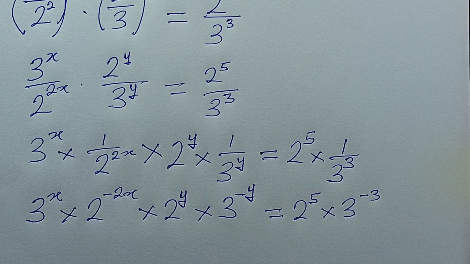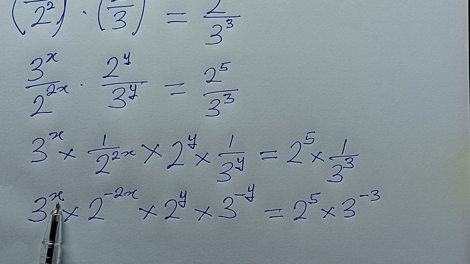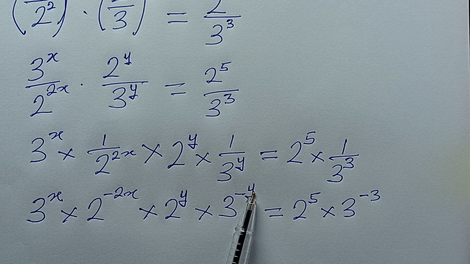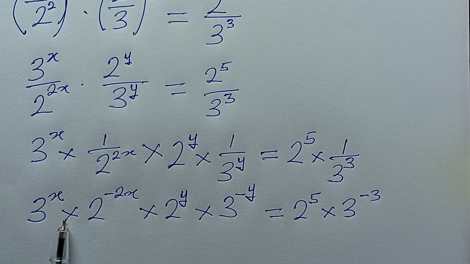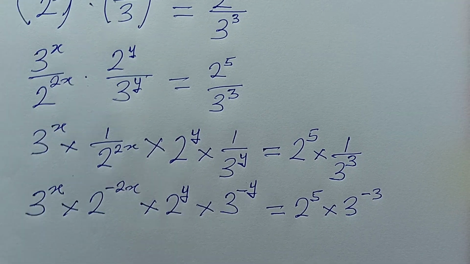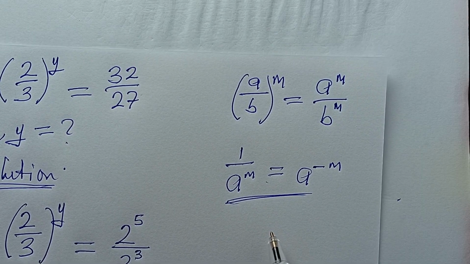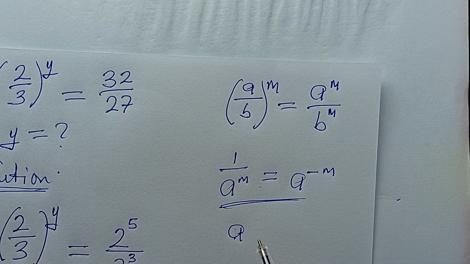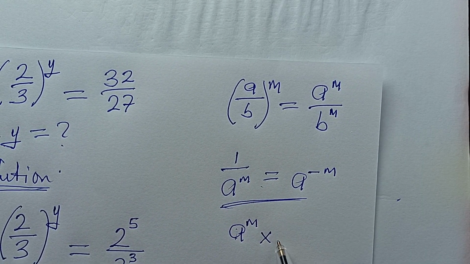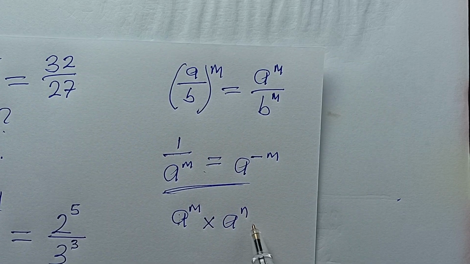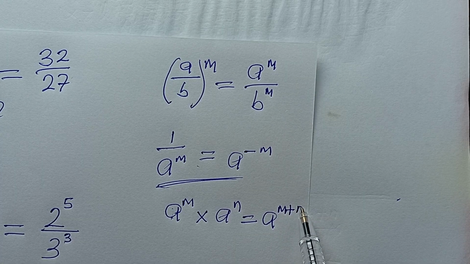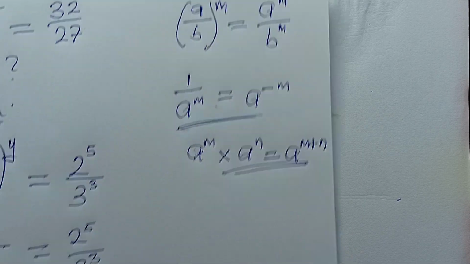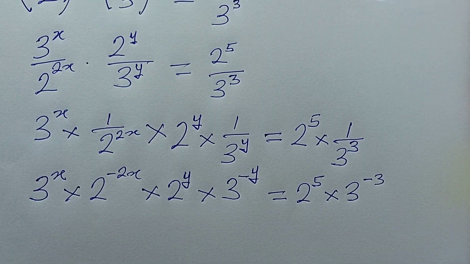So with what we have in this equation, you discover that we are having 3^x and we're having 3^(-y), 2^(-2x) and we're having 2^y, and we have multiplication all through. So we resort to another law in indices which says that when you have a^m times a^n, this is equal to a^(m+n). So we add the exponents since the bases are the same and we have a multiplication sign.